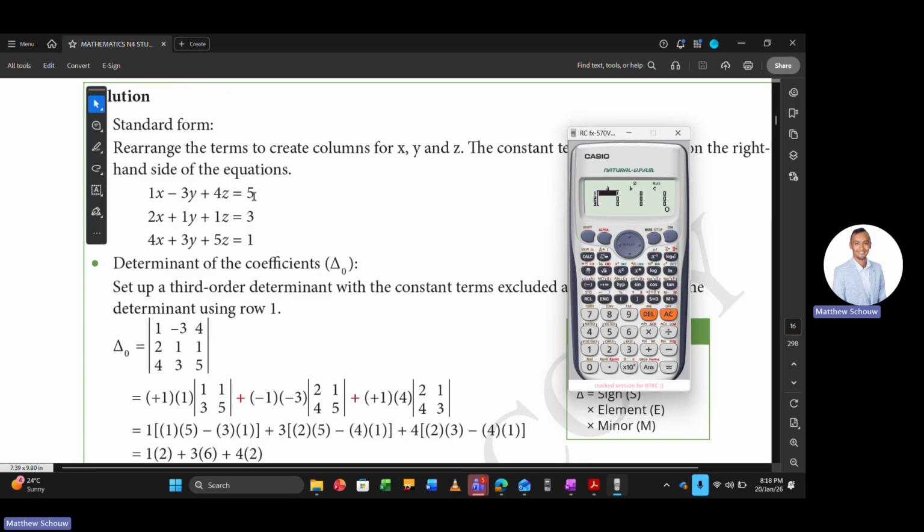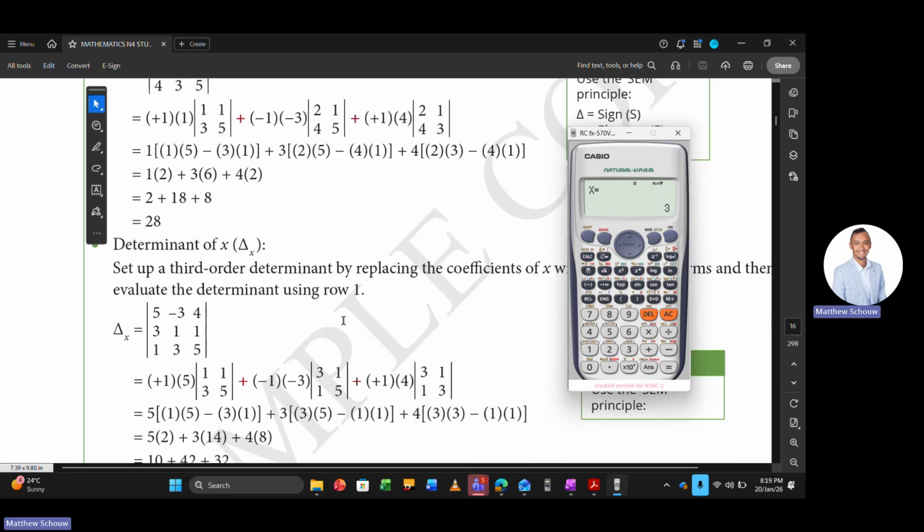So this will be the first line, which is 1. It's coming from over there. -3 coming from there. We've got 4. And don't forget the D on the other side, which is 5. Perfect. We then have 2 over here. We have 1. We have 1 over here. And we have 3. We have 4. And we have 3. We have 5. And we have 1. So once you've populated the matrix with the coefficients, all you do is click equal.